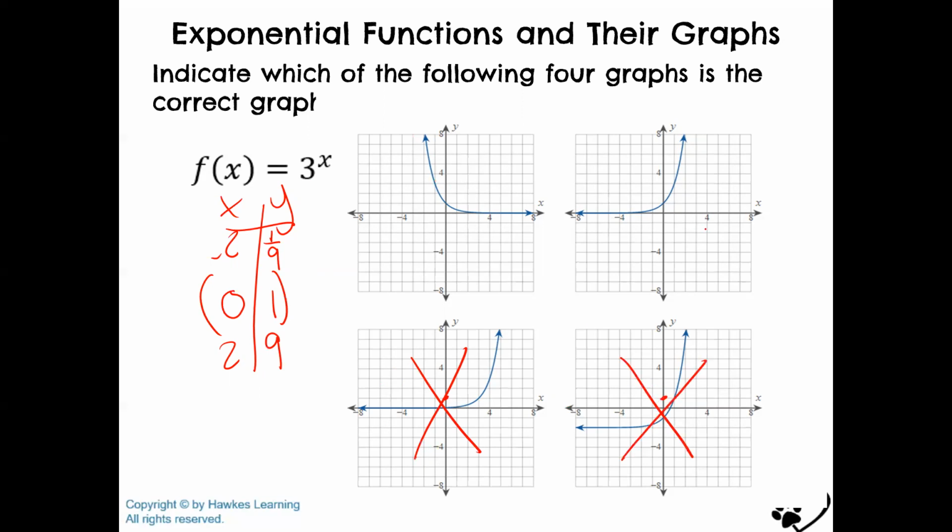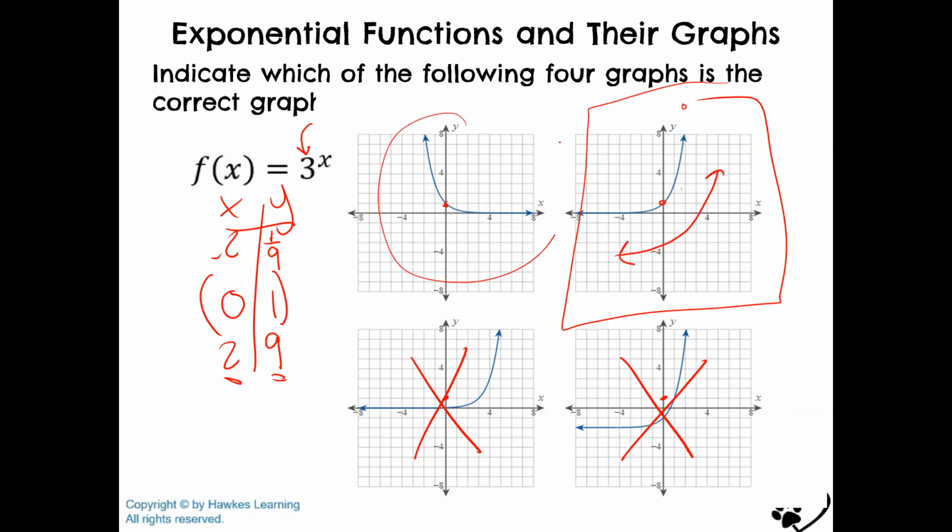So all I needed to do is focus on these two, correct? Well, this shows me that when x is 2, y is 9. So that's going to be way up here somewhere. So it's got to be this graph right here. And this number right here is greater than 1, so it's got to be growth. It's got to be going up and to the right. This one would show decay, which means this number would have to be less than 1.